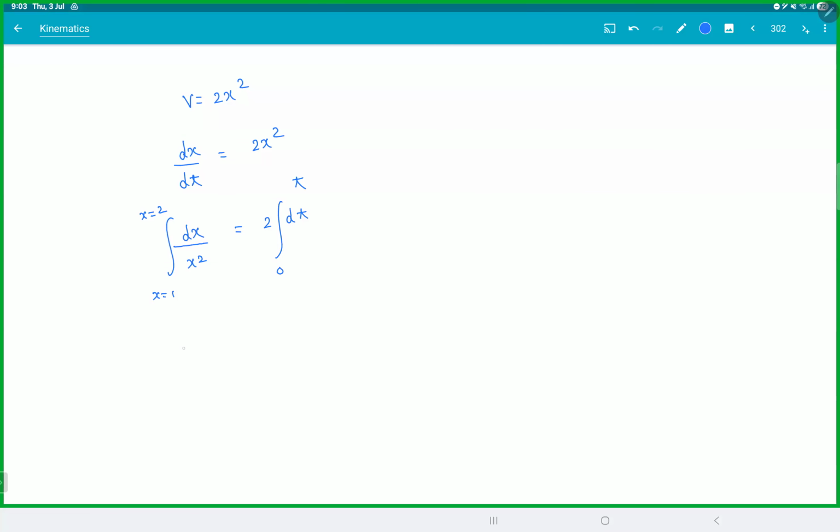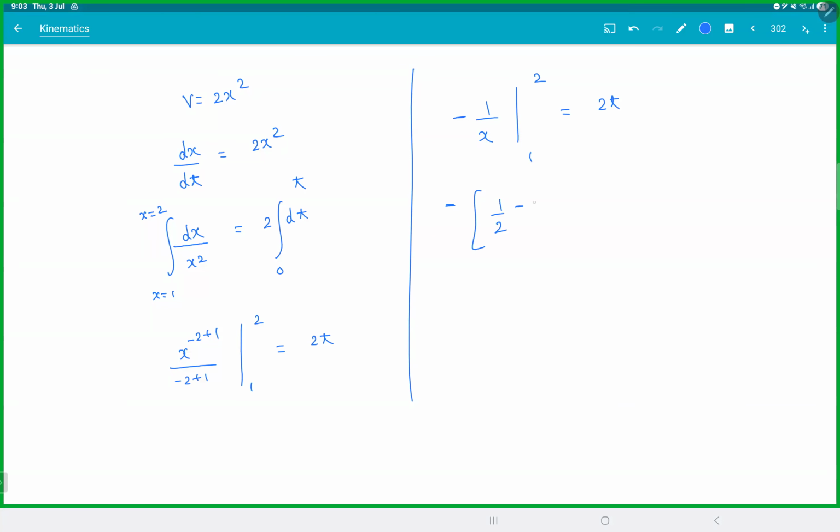This is x power n integration, x power minus 2 plus 1 by minus 2 plus 1. Limits will go from 1 to 2. This is 2t, that will be minus 1 by x. Substitute 2 there, that will be half, and substitute 1 there, that will be 1, which is 2t. That becomes half, so t is 1/4 of a second. Check. So if they give you some curve equations, you get back to your calculus. It's nothing to do with the graphs.